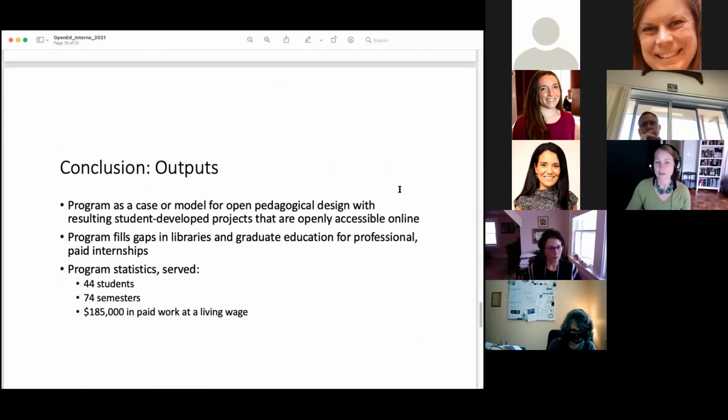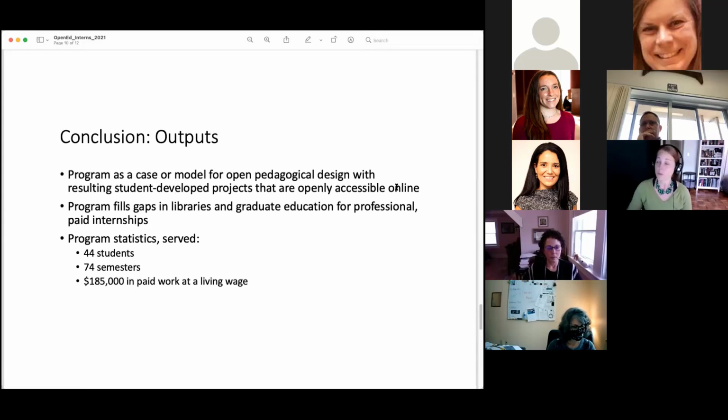And so looking at those, those are just two of the many project examples. Looking at the outputs from the program, we have the program itself as a case or a model for open pedagogical design, with the resulting student-developed projects that are openly accessible online. The program also fills gaps in libraries and graduate education for professional and paid internships.